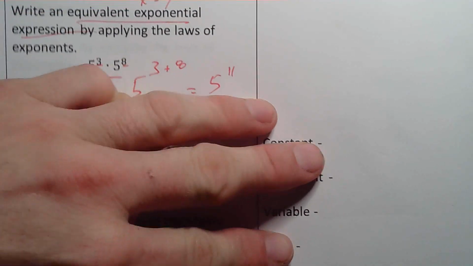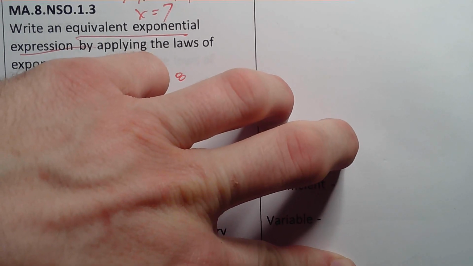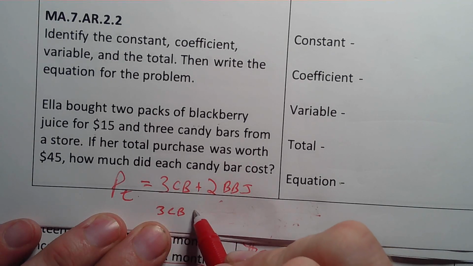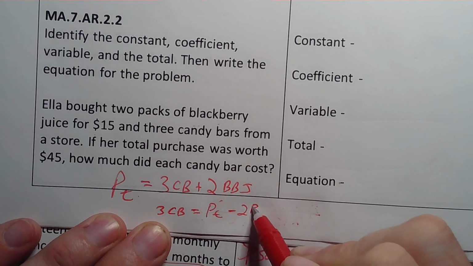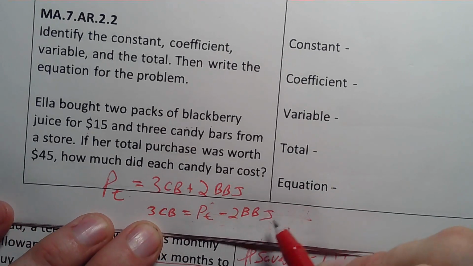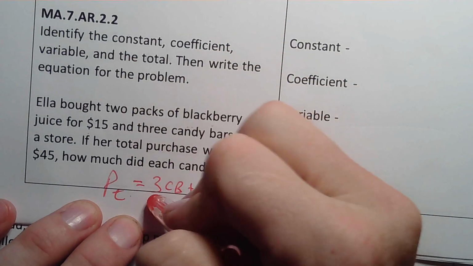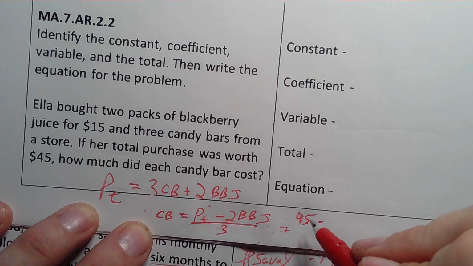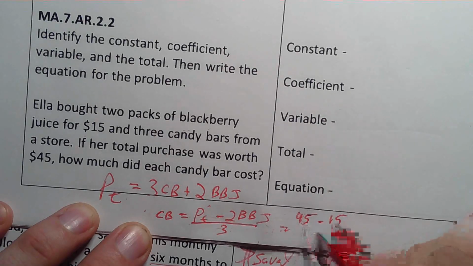Oh, that's wrong. I did that all wrong. That is not correct. Okay, so it's going to be 3 candy bars equals the price total minus 2 blackberry juices. So one candy bar is going to be that divided by 3. So that equals the price total, $45, minus 2 times $15, divided by 3.